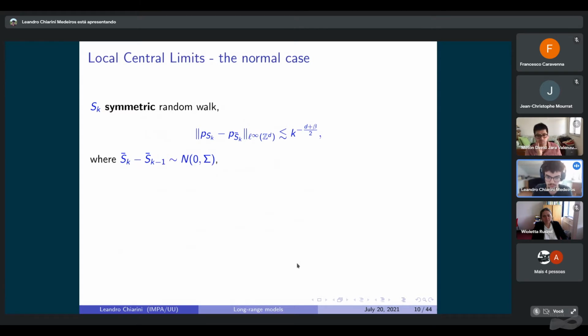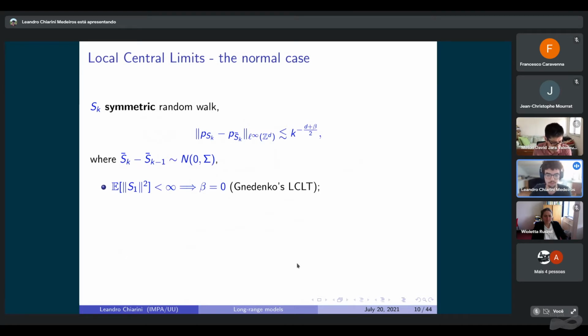And sigma for us is this given covariance matrix. And one can prove that this is going to converge at least with a speed of convergence that decays as a power of k. If you don't assume anything extra, so you just assume that your symmetric random walk has two finite moments, Gnedenko's local CLT, which is a very classical result, shows you that beta is equal to 0. That is, you can at least get this result with beta equal to 0.